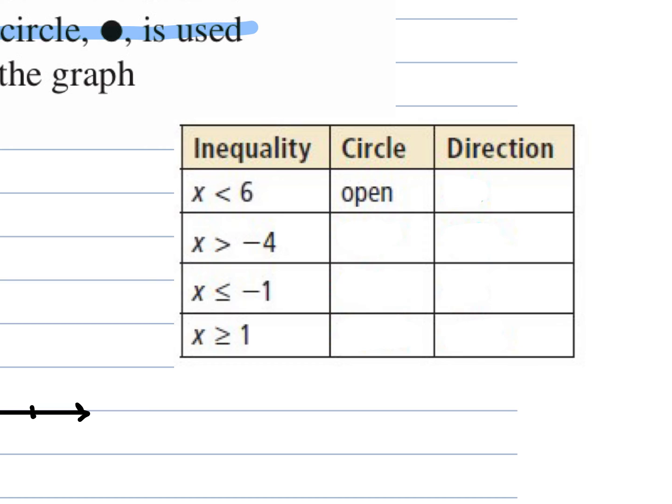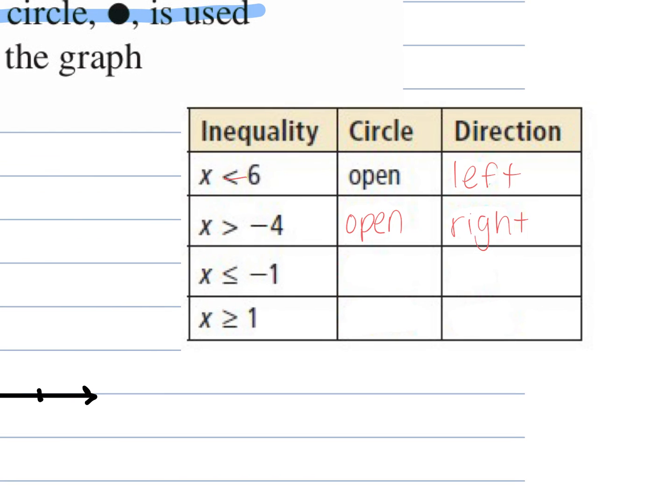If x is less than 6, we're going to have an open circle. And we're going to be shading in what direction? To the left. Okay? Do you see how if I were to draw an arrow here, this arrow would be facing to the left? Are we all in agreement? For x greater than -4, open or closed? Open because why? There's no line underneath. And are we shading to the right or to the left? Right.